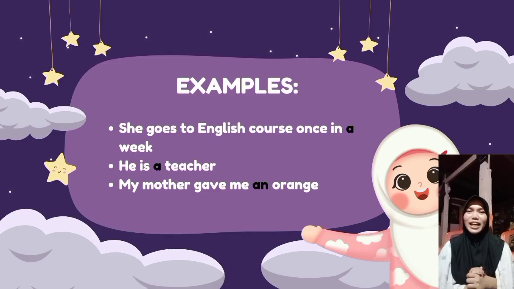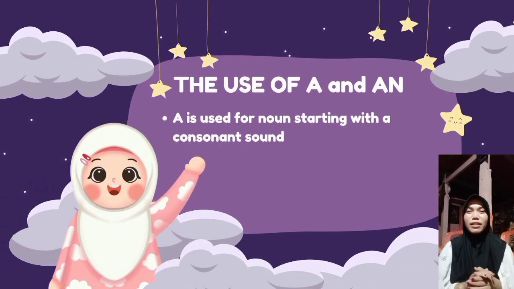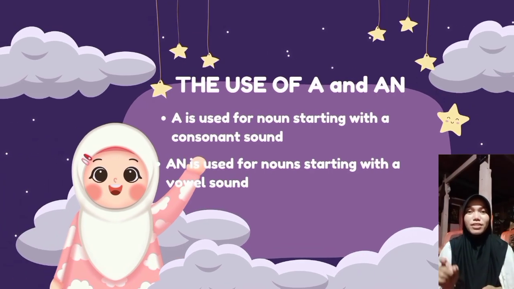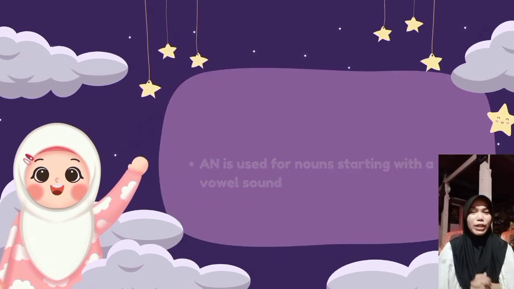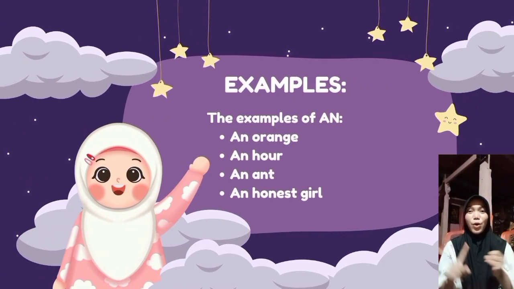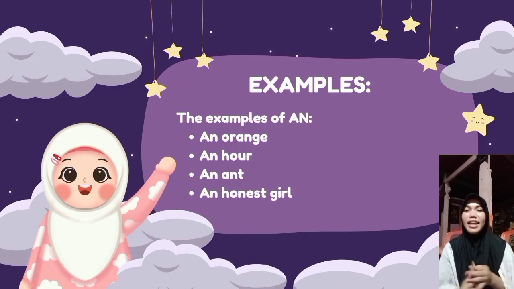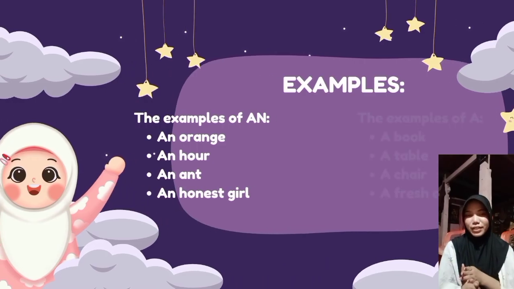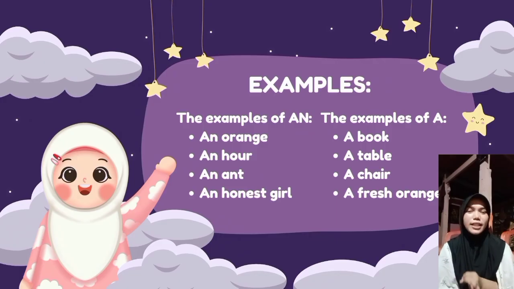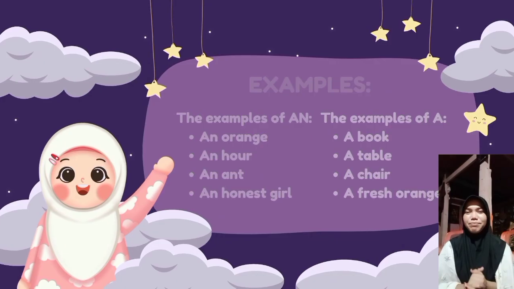Okay, for the next, we will explain about the use of a and an. A is used for nouns starting with a consonant sound, and an is used for nouns starting with a vowel sound. To make sure, let's see the examples. The examples of an orange, an hour, an ant, an honest girl. The examples of a book, a table, a chair, a fresh orange, and so on.